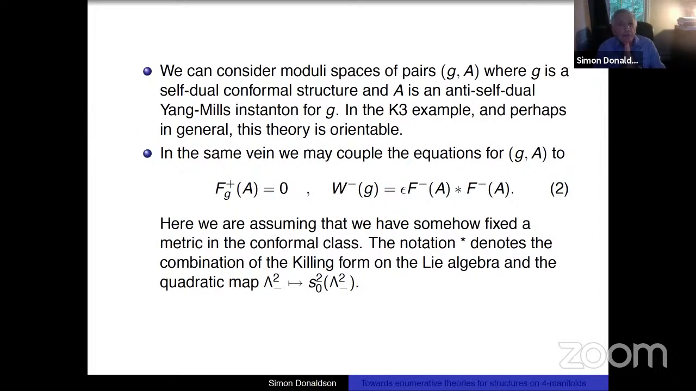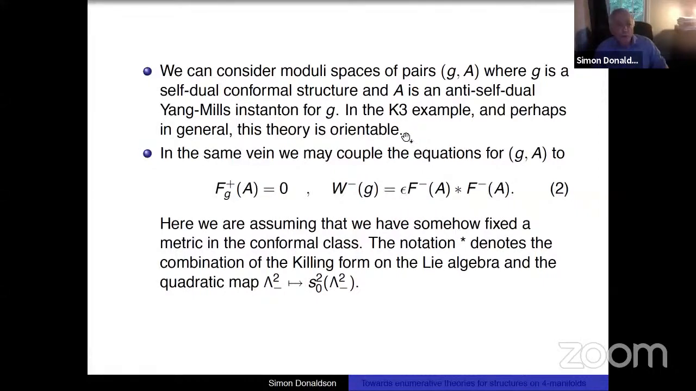We might say we should forget about that, or perhaps we have to use mod 2 cohomology or something. But there is something possibly interesting one can do, which is that we can couple this self-dual theory to the instanton theory. We can consider moduli spaces of pairs of a self-dual conformal structure and a connection A, where A is an anti-self-dual connection with respect to the self-dual conformal structure. In this specific example, and possibly in general, you find that the orientations cancel out, i.e. the group gamma reverses orientations on both factors. So the combined theory is orientable in that particular example, and possibly this applies in general.